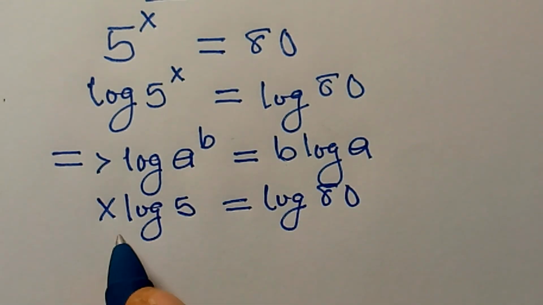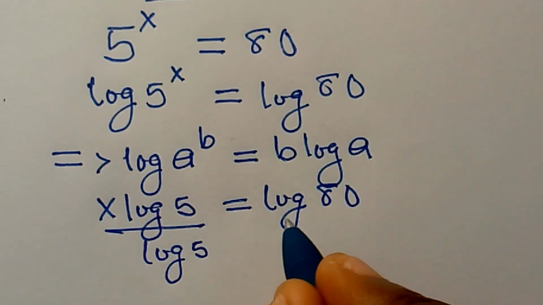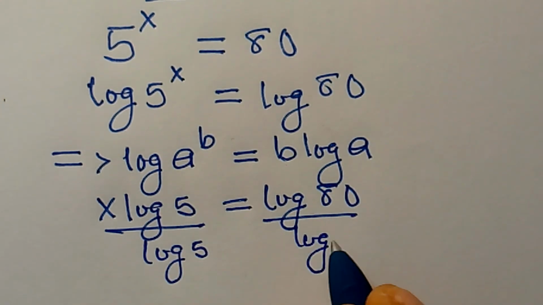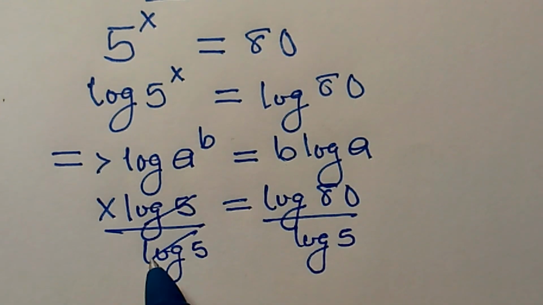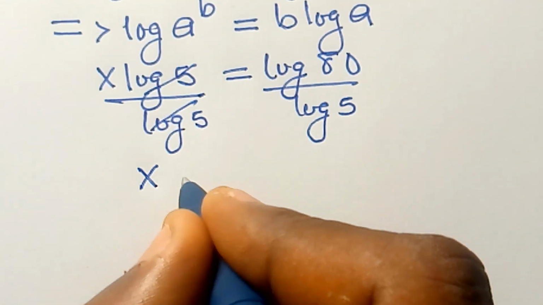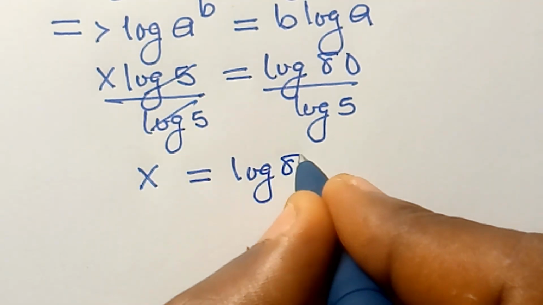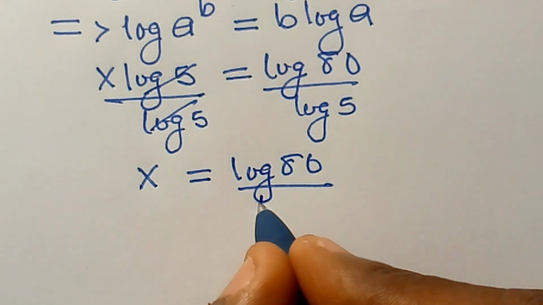So from here, if we divide both sides by log 5, this cancels this, so we'll have x equals log 80 divided by log 5.